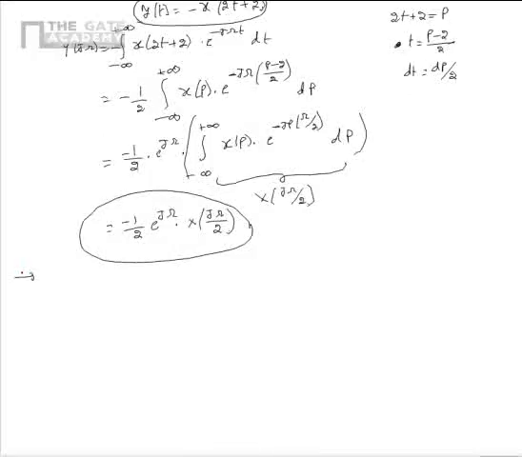Now let us consider another problem as per which there is a signal x of t whose Fourier transform is given as X of j omega. It's given that the energy of the signal is 10 joules and also the magnitude of X of j omega is plotted as shown.